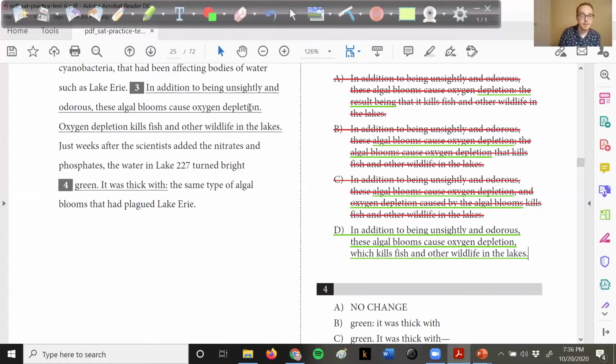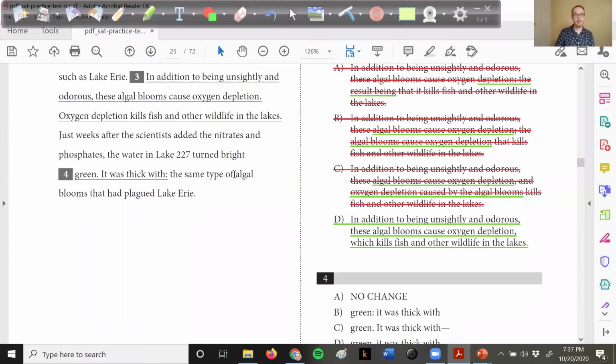All right. So by now, we all know what these algal blooms cause, right? They cause oxygen depletion, in case you weren't paying attention. Just weeks after the scientists added the nitrates and phosphates, the water in Lake 227 turned bright green. It was thick with the same type of algal blooms that had plagued Lake Erie.